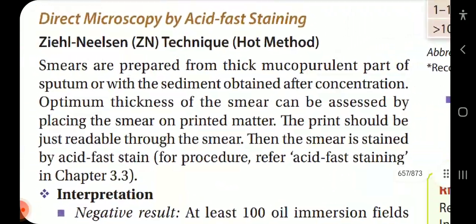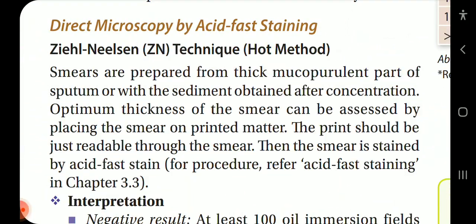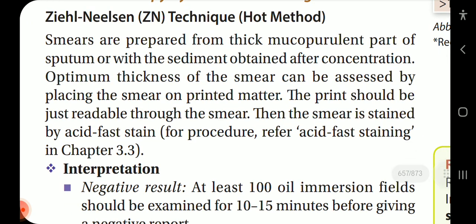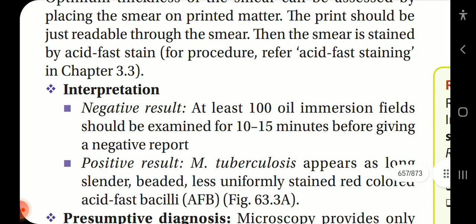Now coming on to the direct microscopy by acid-fast staining, ZN staining method. Smears are prepared from the thick mucopurulent part of the sputum or with the sediment obtained after concentration. Optimum thickness of the smear can be assessed by placing the smear on printed matter. The print should be just readable through the smear. Then the smear is stained by acid-fast staining.